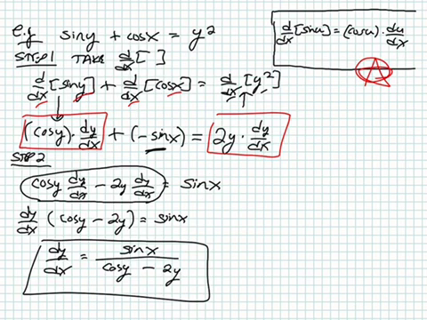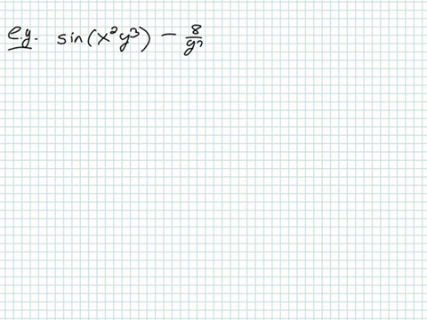But again, just make sure you can reproduce these. Let's kick this up a notch. And these are a little more difficult. All right, so let's do this one. So for example, let's say I have sine of x squared y cubed minus 8 over y squared is equal to 5x to the third. Okay, and of course I want to find dy dx.